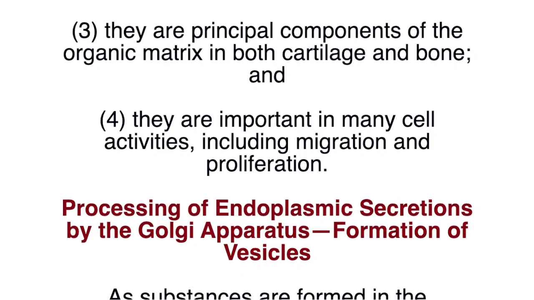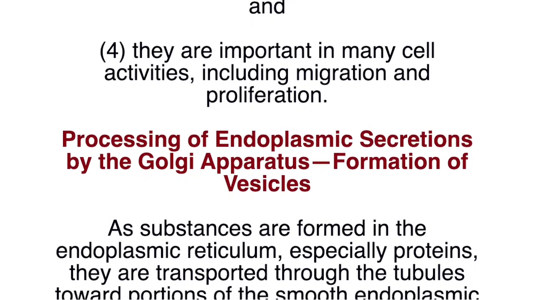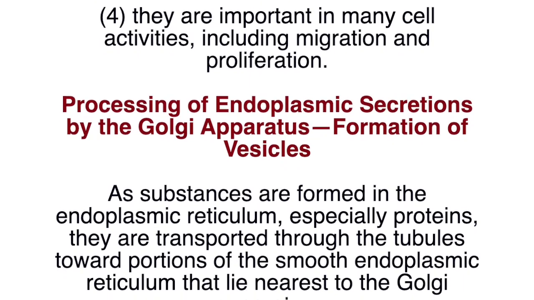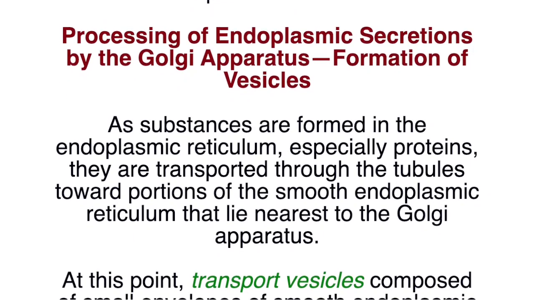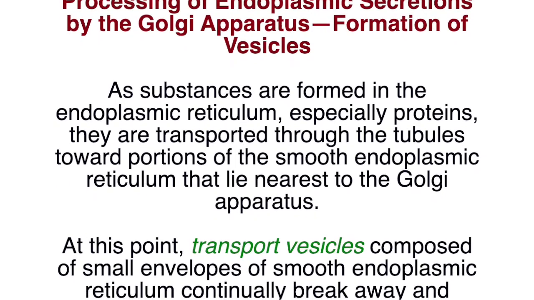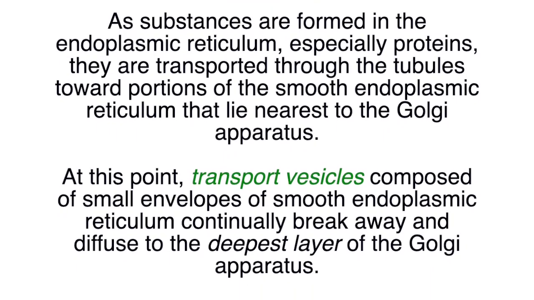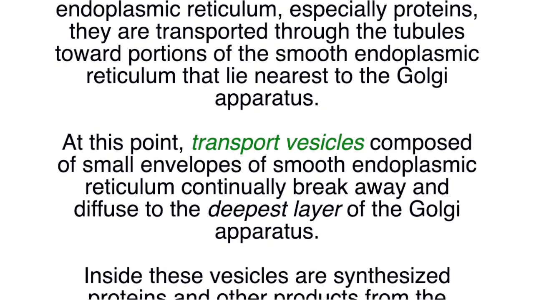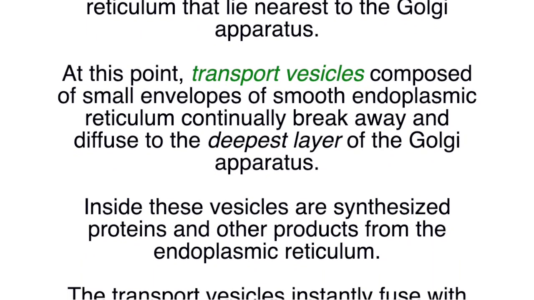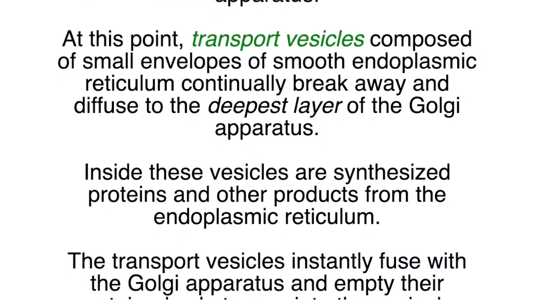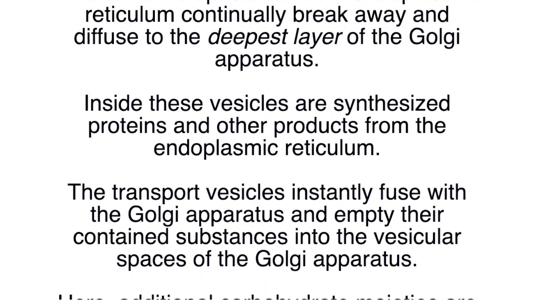Processing of endoplasmic secretions by the Golgi apparatus. Formation of vesicles. As substances are formed in the endoplasmic reticulum, especially proteins, they are transported through the tubules toward portions of the smooth endoplasmic reticulum that lie nearest to the Golgi apparatus. At this point, transport vesicles composed of small envelopes of smooth endoplasmic reticulum continually break away and diffuse to the deepest layer of the Golgi apparatus. Inside these vesicles are synthesized proteins and other products from the endoplasmic reticulum.